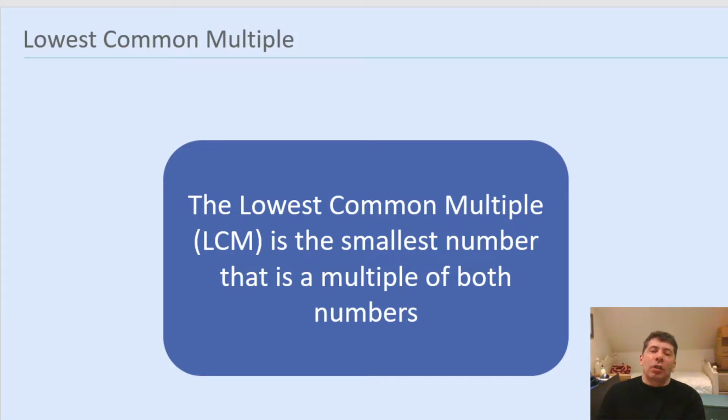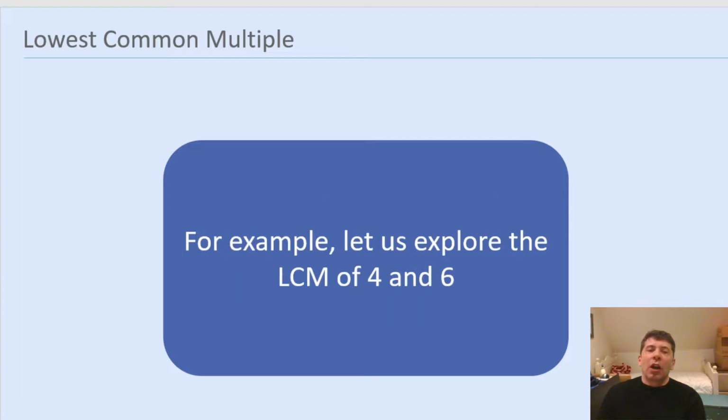The lowest common multiple is the smallest number that's a multiple of both numbers. So we're going to talk about the lowest common multiple of 4 and 6. This is the smallest number that's a multiple of 4 and of 6.